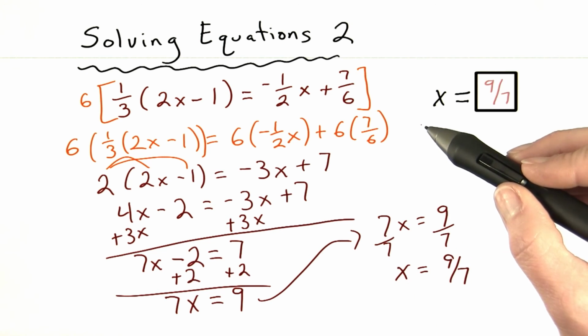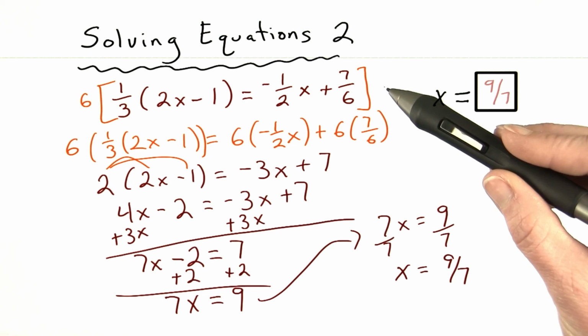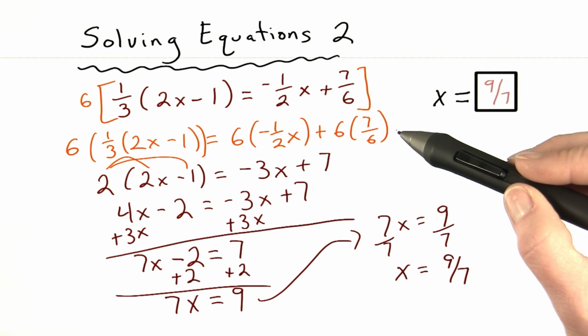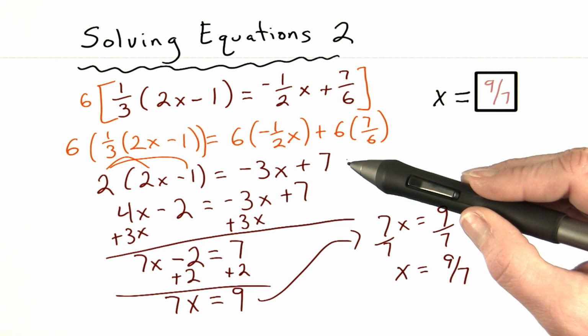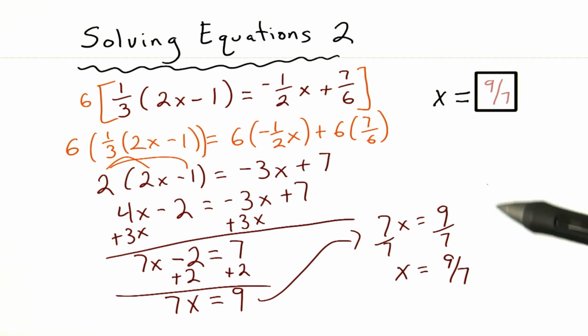Solving an equation with fractions in it is a little bit more difficult, but if we simply multiply through by the least common denominator, all the fractions disappear and you're left with a simpler problem to solve.